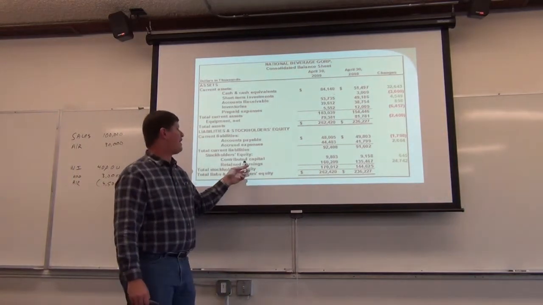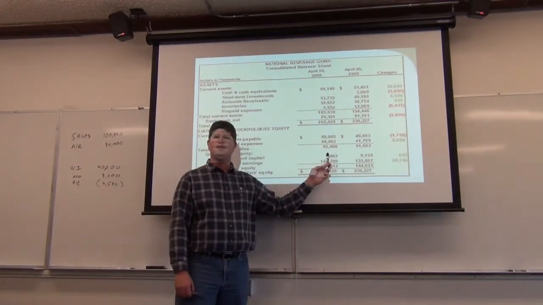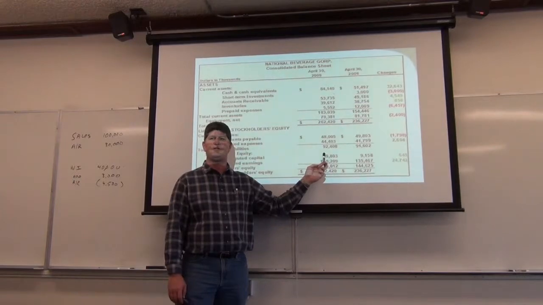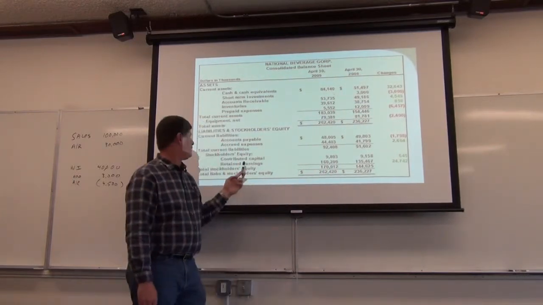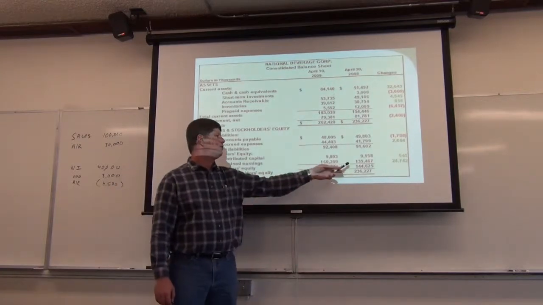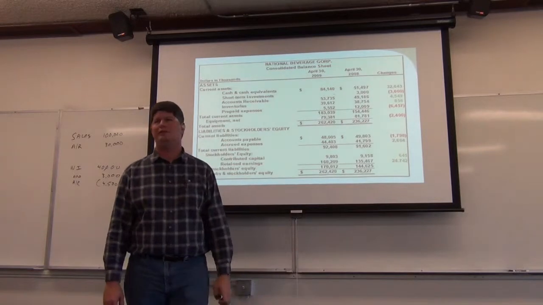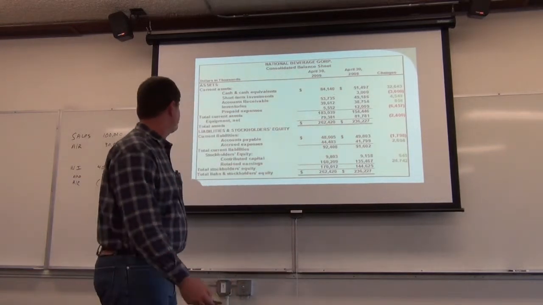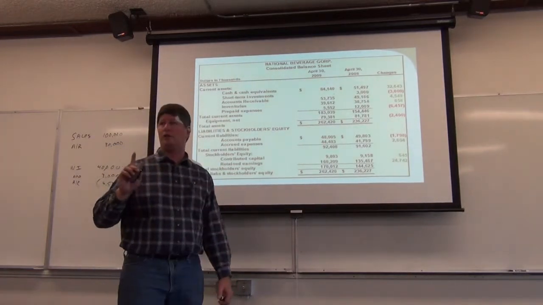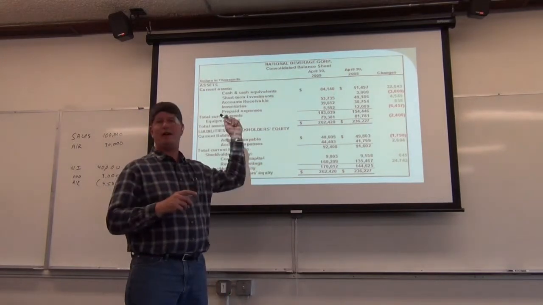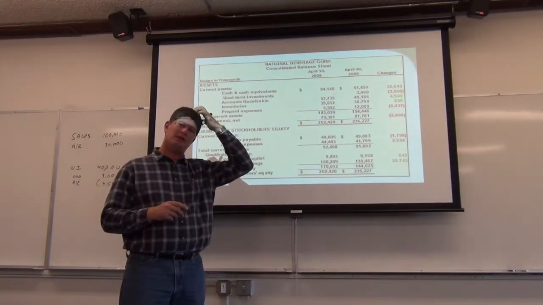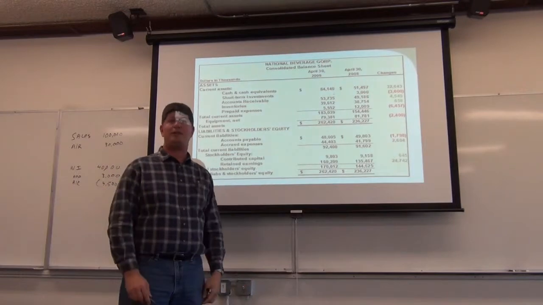Okay, contributed capital went up. Is that a source or a use of cash? Source, right? I sold more stock. Retained earnings went up. Well, that's because of last year's net income, right? Okay. Questions so far? I want to make sure you understand how to just go look at these and analyze them, and think about what's happening to cash.